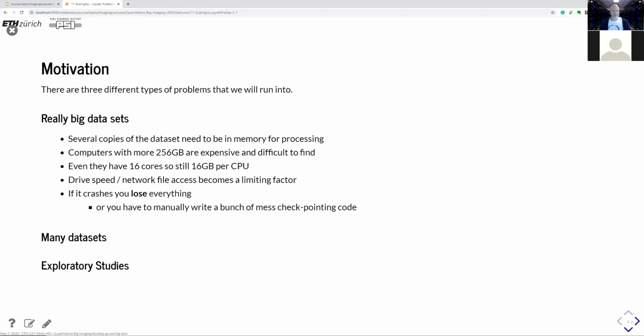Then it's also a question about the speed of secondary storage. How fast are your drives? How fast is your network access to servers? And possibly if something crashes, you may lose everything you have processed until that point, unless you manually write a lot of checkpoints throughout your processing. So that's the big data set problem.